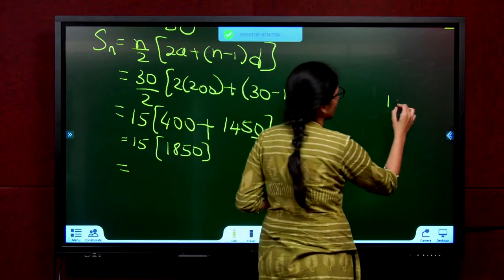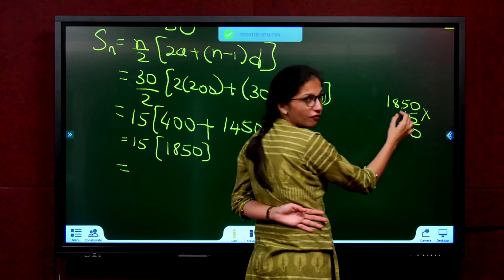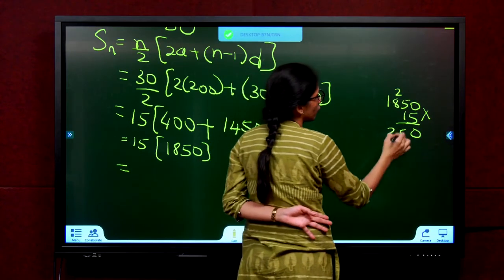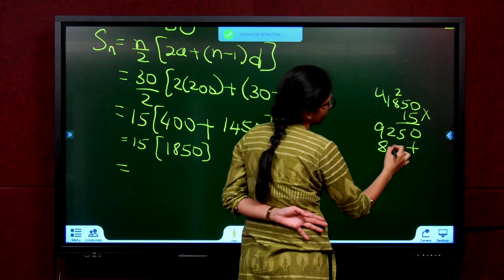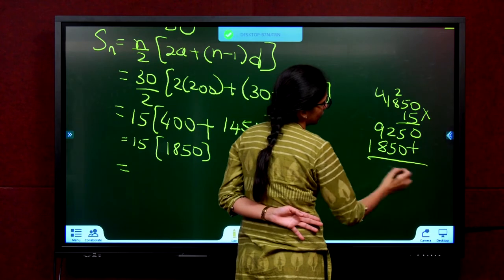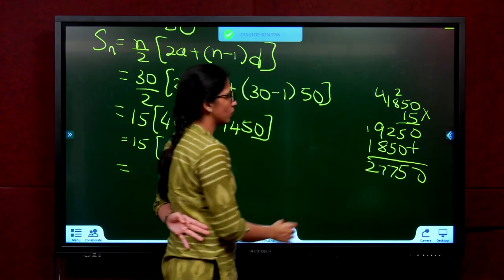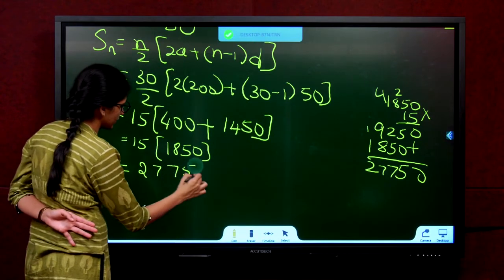Multiply 1850 into 15. 5 zeros are 0, 5 5s are 25, 5 8s are 40, 40 plus 2, 42, 5 1s are 5, 5 plus 4, 9. Add the 1850 to that, you get 0, 5, 7, 17, 2. So 27,750.